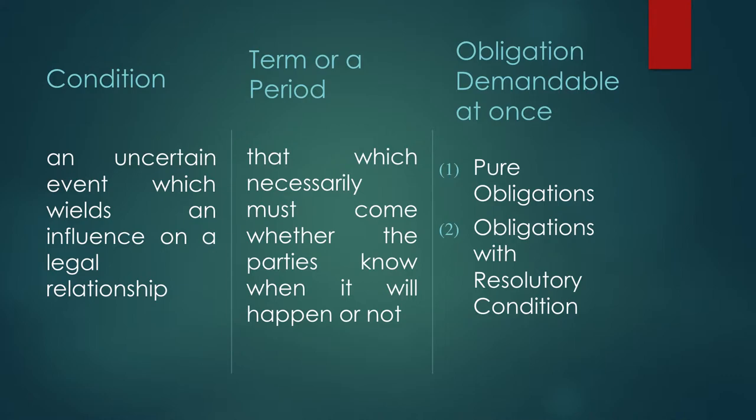And then there's also this third column that you can see on screen. It says obligation demandable at once, which means that pure obligations are demandable at once. One is pure obligations, as we've discussed earlier in the previous slides, and the other is obligations with resolutory condition. So it's demandable at once. The obligation is immediately effective, and it ceases to be effective, or the obligation is terminated, at the time of the happening of the condition. So that's a resolutory condition.